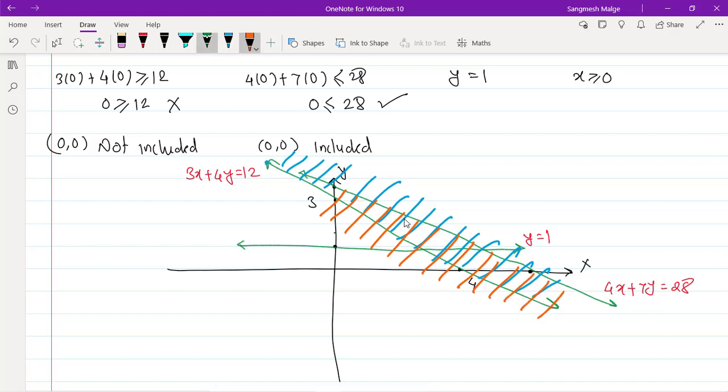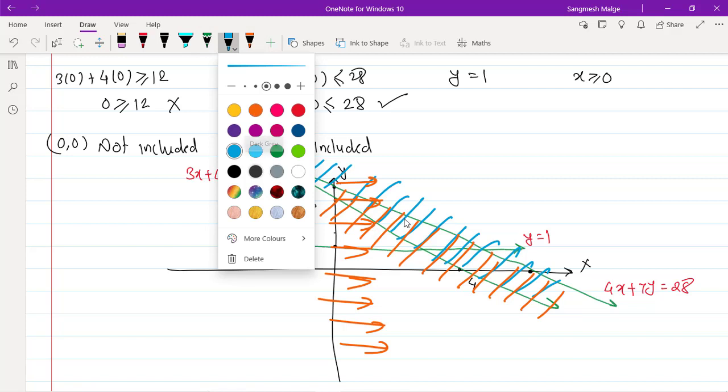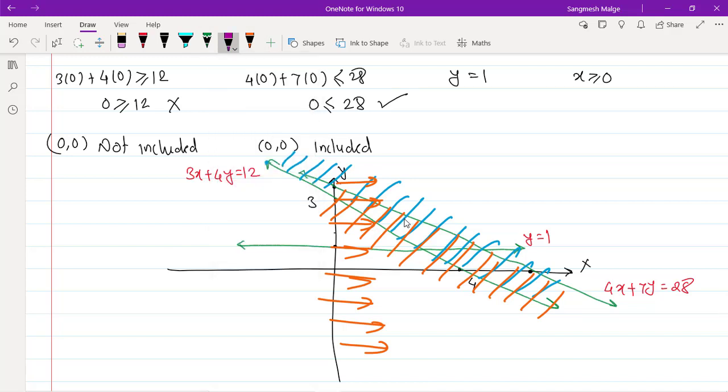But you have x is positive means what? All the points which are on the positive x-axis, and y is greater than 1. For that, what is the solution set? So let me take the purple. Y is greater than or equals to 1, what does it mean? This will be the solution set now.